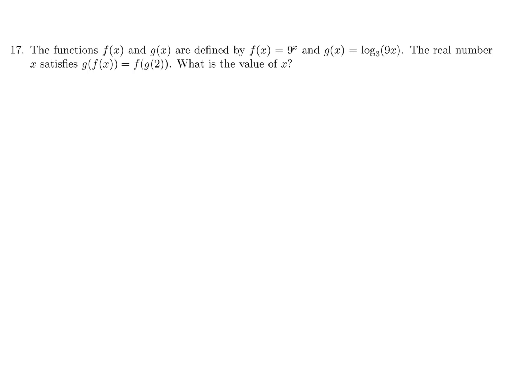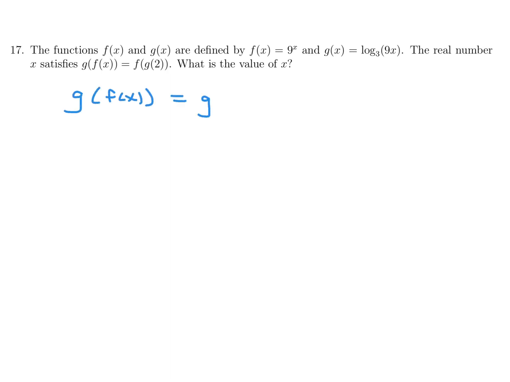The functions f at x and g at x are defined by f at x is 9 to the power of x, and g at x is equal to the log of 9x to the base 3. The real number x satisfies g at f at x is equal to f at g at 2. What is the value of x? All right, so let's do this one step at a time. Let's do the first one, g at f at x, and see what happens.